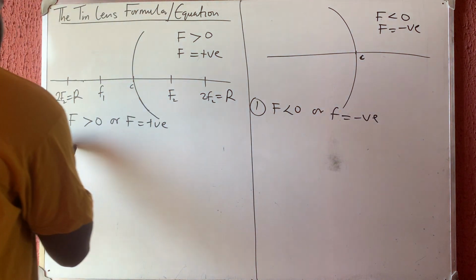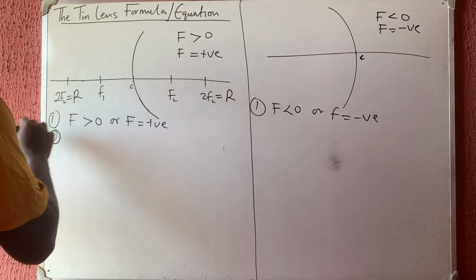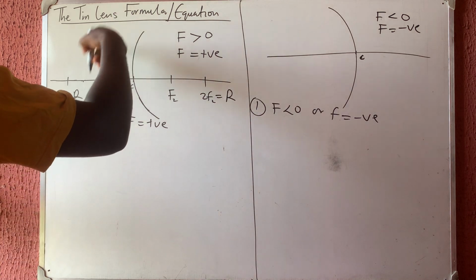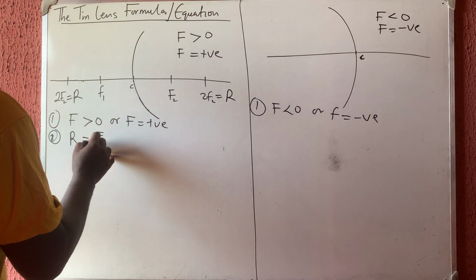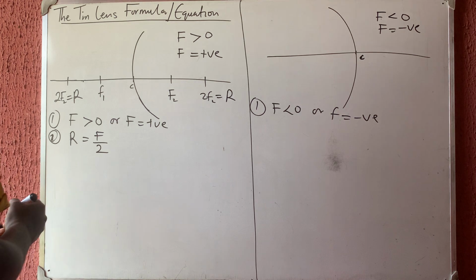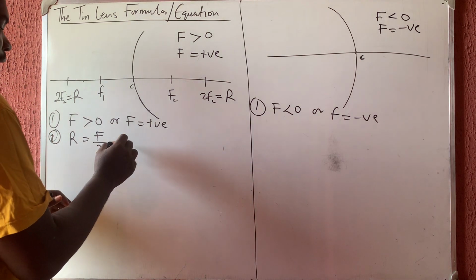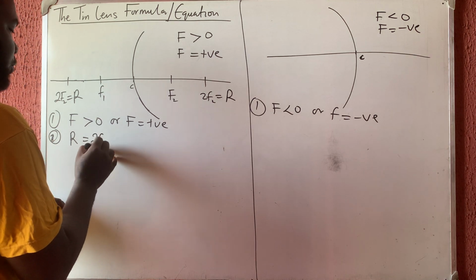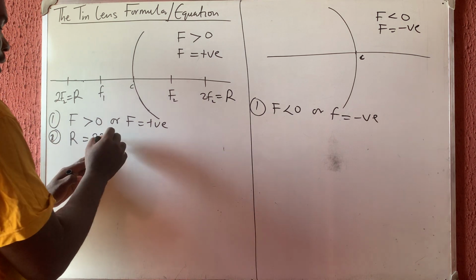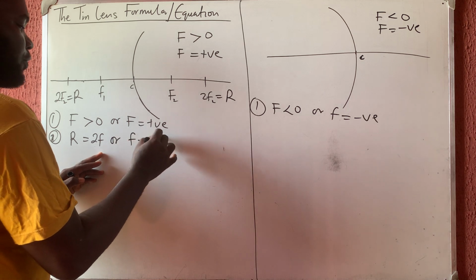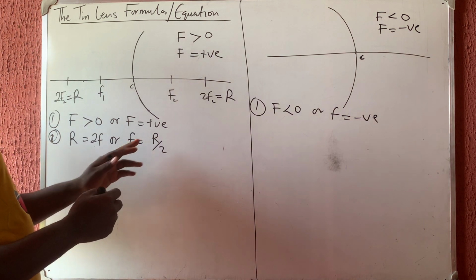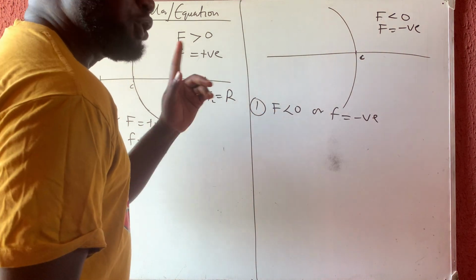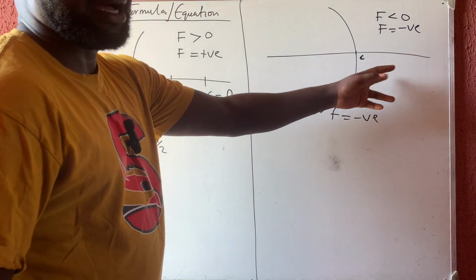Now the second thing we need to note is that the radius of the lens is always twice the focal length. The radius is 2 times the focal length, or you say that the focal length is half of the radius. So if they give you the radius, then you now know the focal length. If the radius is negative as well, it shows that they are talking about a concave lens.